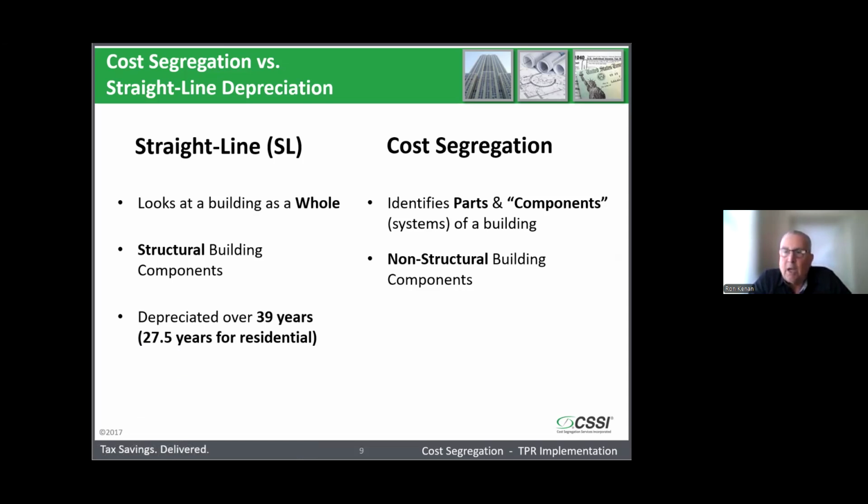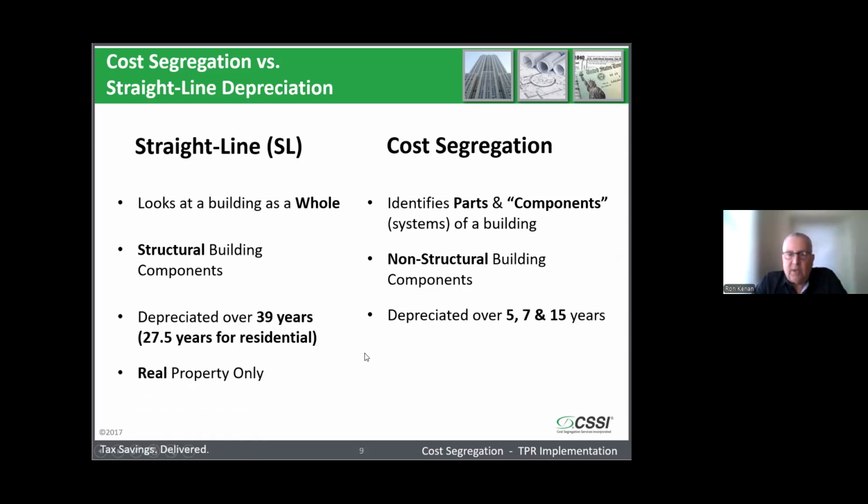That has been the law in the United States for probably 200 years, where in cost segregation, the depreciation is cut down to 5, 7, or 15 years on those specific components that we will show you in a minute, okay? All the non-structural building components, okay?